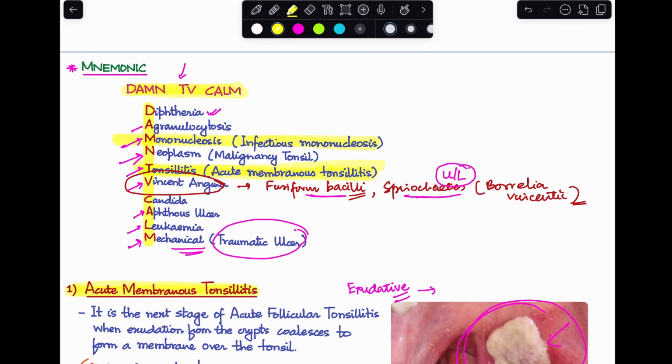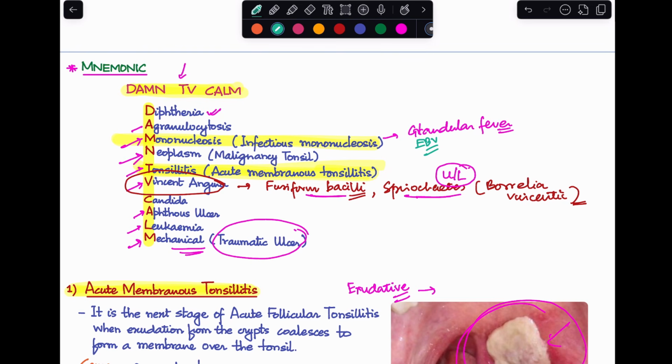Now, infectious mononucleosis is very commonly known as glandular fever as well. Can you tell me what is the cause over here? Infectious mononucleosis is caused by Epstein-Barr virus mainly, and this disease most commonly affects young adults. Here, what you will be seeing is both of the tonsils are going to be enlarged, congested and covered with a membrane, and there will be a lot of local discomfort.